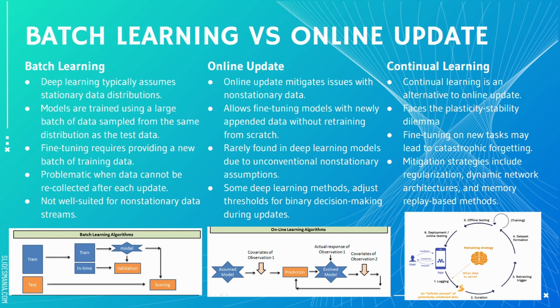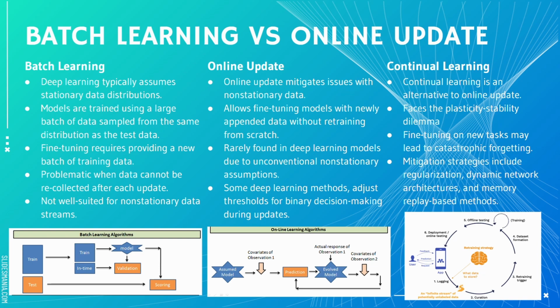So in batch learning, deep learning typically assumes stationary data distributions and models are trained using a large batch of data sampled from the same distribution as test data. It's problematic when the data cannot be recollected after each update, so it's not suitable for non-stationary data streams. And online update addresses issues with non-stationary data which are not addressed in batch learning. We can fine-tune models with newly appended data, but we don't have to retrain from scratch.